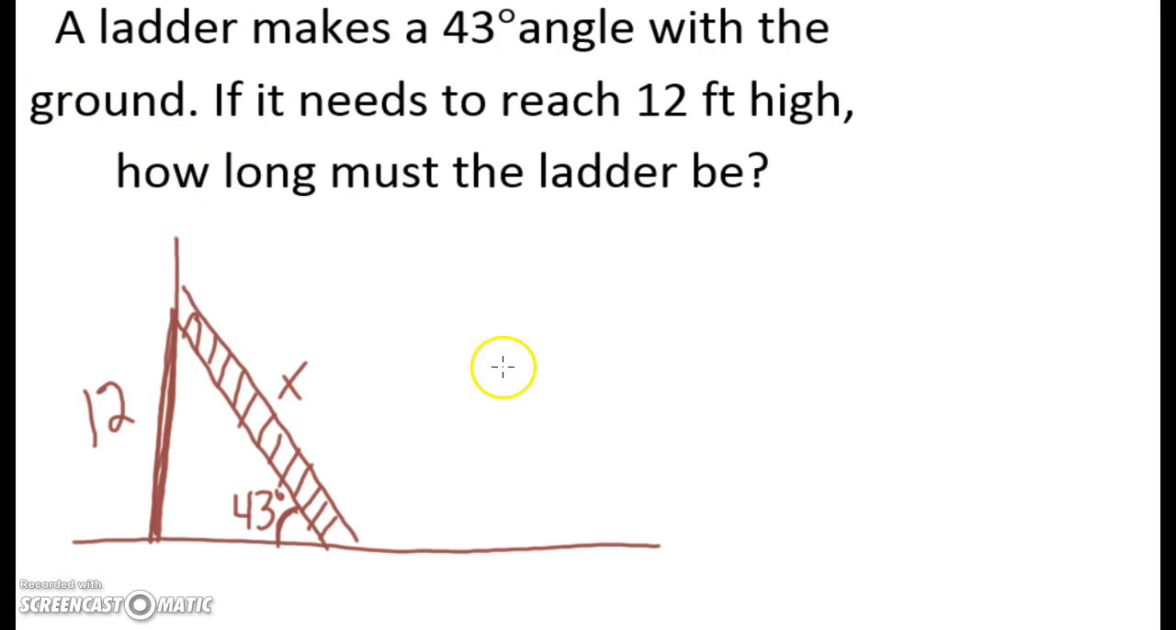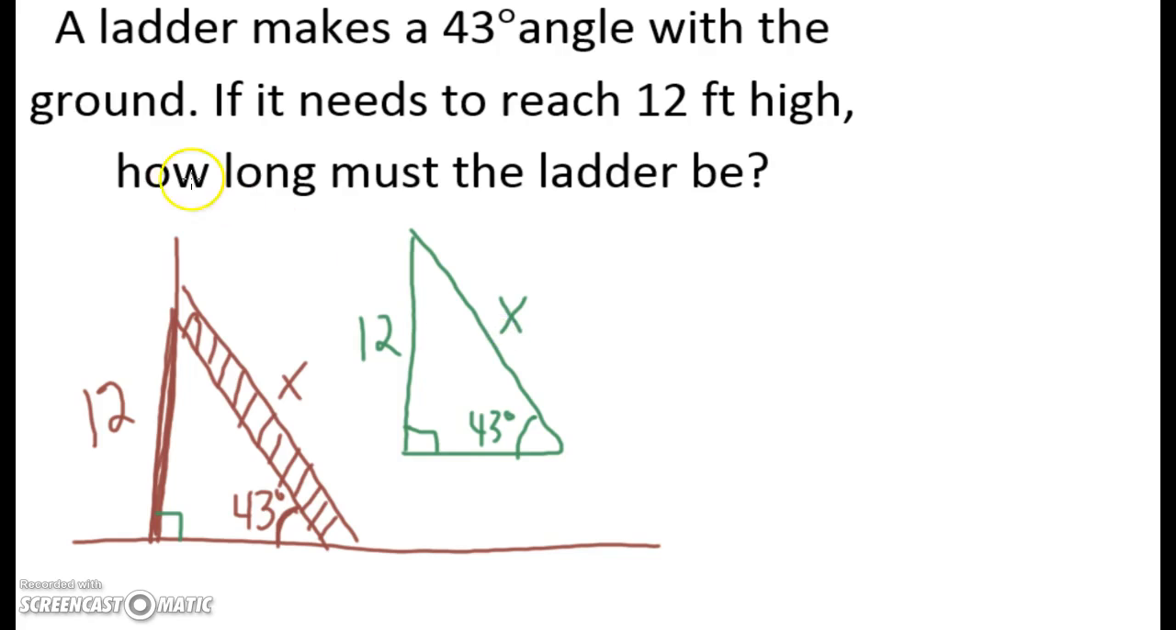Okay, so if I'm looking at this problem, I see a right angle right here, which means this is a right triangle. Now, if it's hard for you to see in the context of the picture when you've got a building and a ground and a ladder, you could just redraw this as just a right triangle. Here's your right angle. This side is 12. This angle is 43 degrees. And this is what you're solving for, x. Once you've done that, you're pretty much ready to start labeling your triangle.